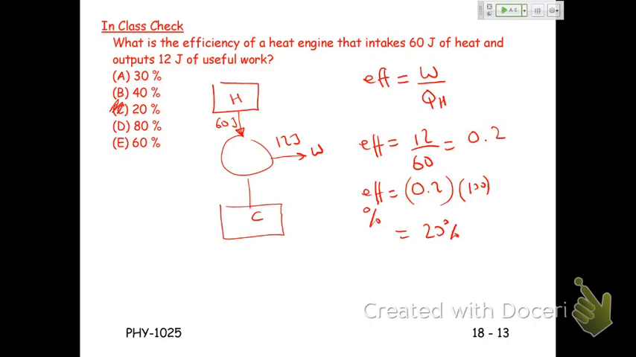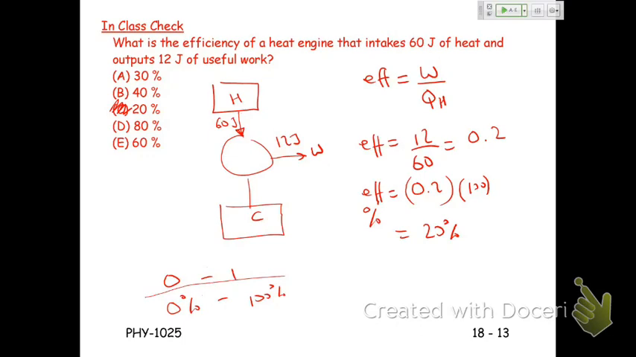So I can express efficiency as a fraction between 0 and 1, or I can express it as a percentage between 0% and 100%. The way I get the percentage is I take the fraction and multiply it by 100.